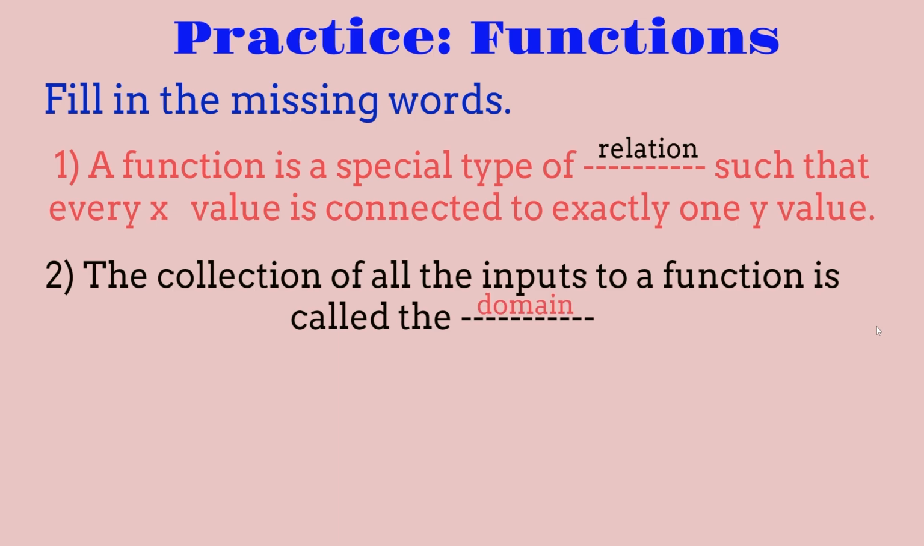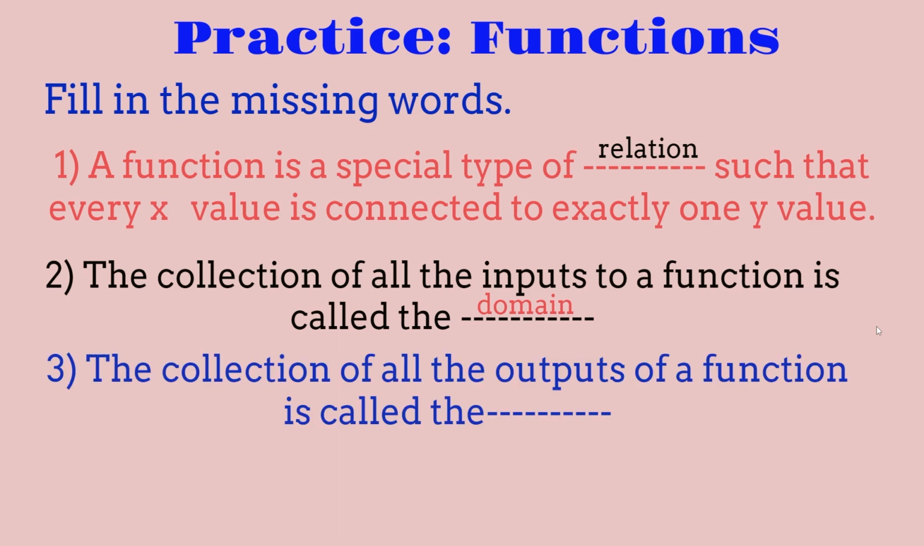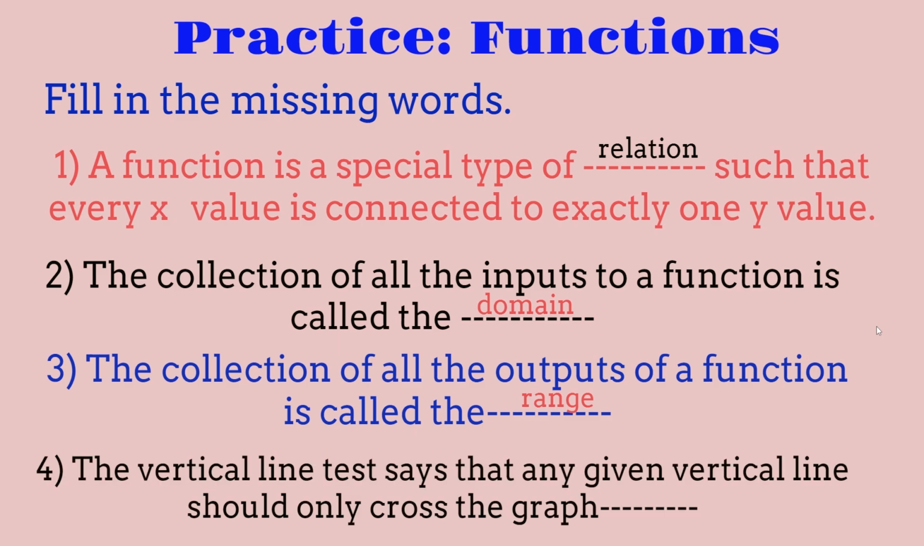For our second question, the collection of all the inputs to a function is called the blank. And the answer for this is domain. So all the inputs to a function is called the domain. For question number 3, the collection of all the outputs of a function is called blank, and the answer is range. So all the outputs would be a range inside of a function. And finally, for the last question, the vertical line test says that any given vertical line should only cross the graph blank, and the answer is once. So if the vertical line test goes through once, then that means that is a function. So this was our first question for practice on functions.